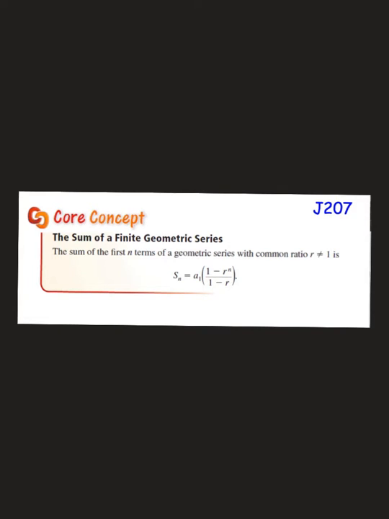Just like arithmetic sequences, geometric sequences also have a sum, which is called a geometric series. The formula for the sum of a geometric sequence is S of n equals the first term times a fraction. In the numerator you have 1 subtract the common ratio to the nth power, divided by 1 subtract the common ratio. R does not equal 1, and n is the number of terms you would like to add up.